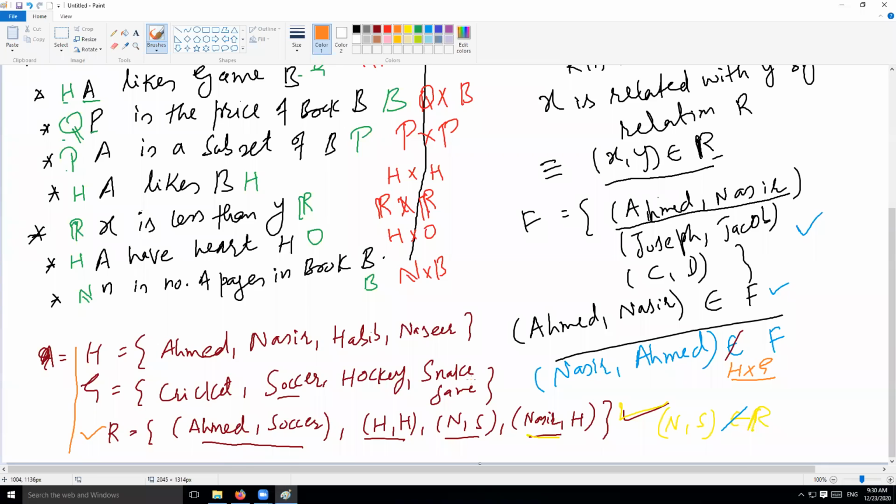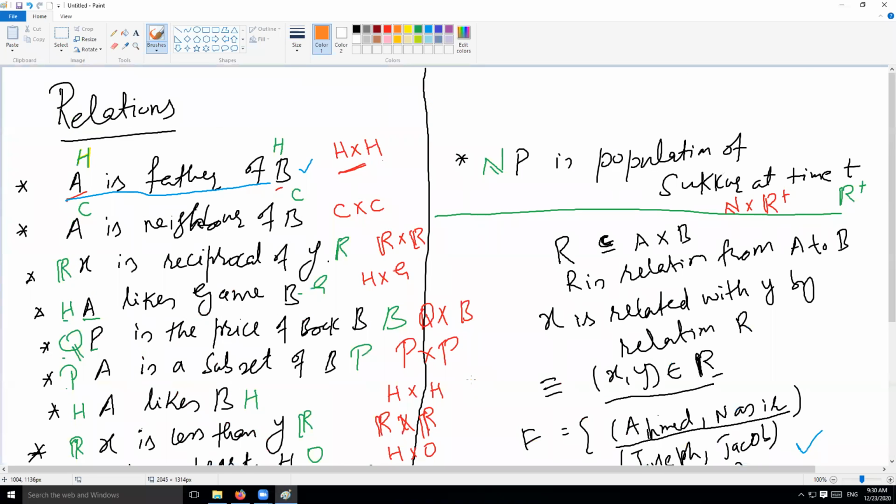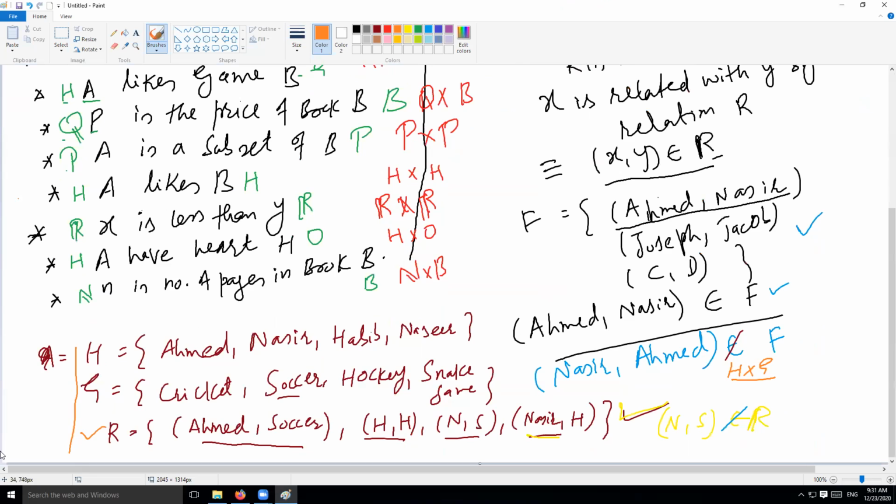So therefore we say that a relationship is a subset of A cross B. It could be equal to the entire A cross B, like A cross B itself is a relationship. But R can also be a subset of A cross B. Maybe I'm not interested in all relationships. I'm just interested in some part of it.